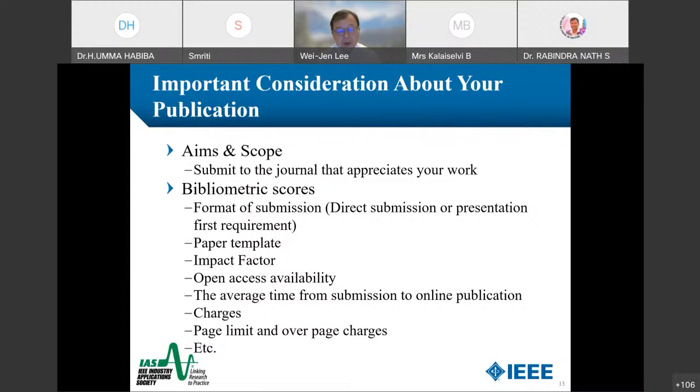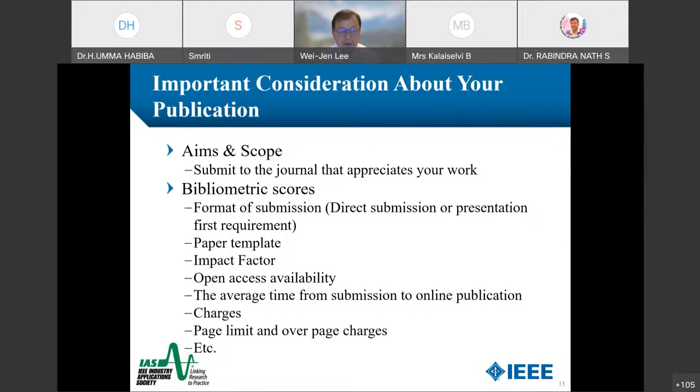And for some journals, the author has to pay, especially for open access journals, a lot of the time the author has to pay. And for some pay-per-view journals, the reader has to pay. So when you try to submit a paper, you have to understand whether you have an extra cost, or whether it is, quote unquote, free to the author. And is there any page limit, and how much is the overpage charge?